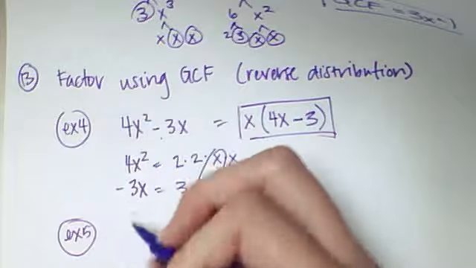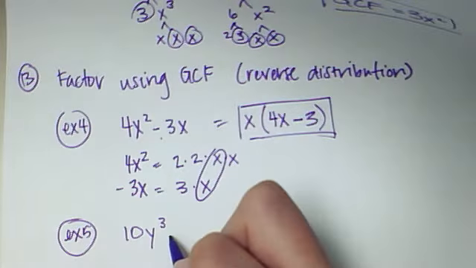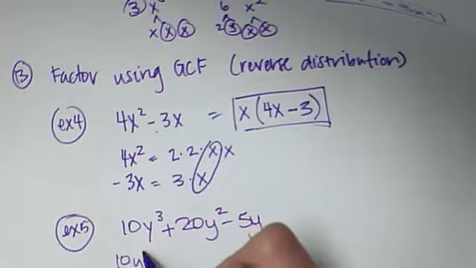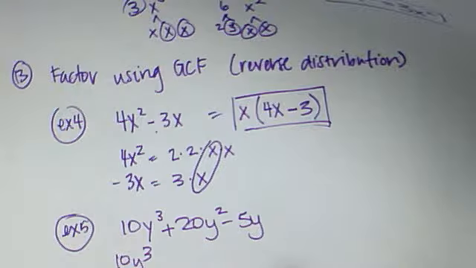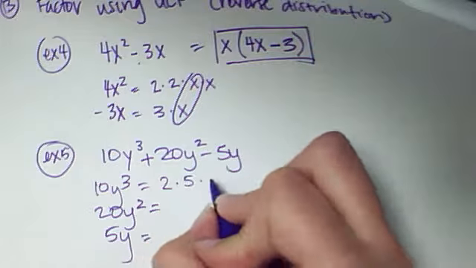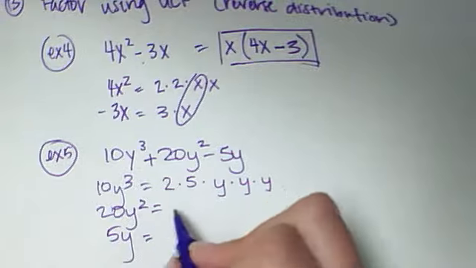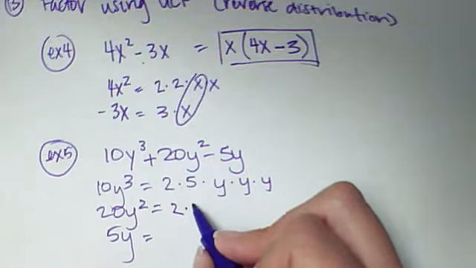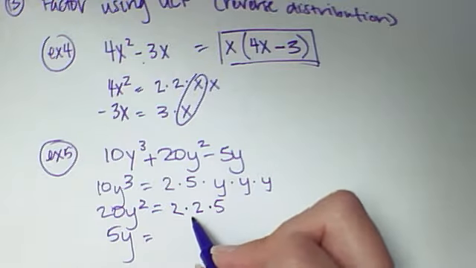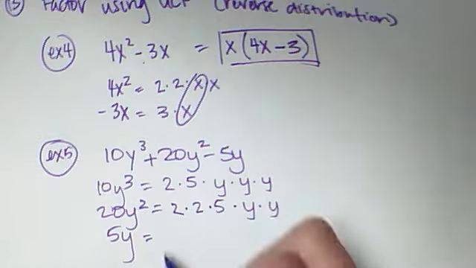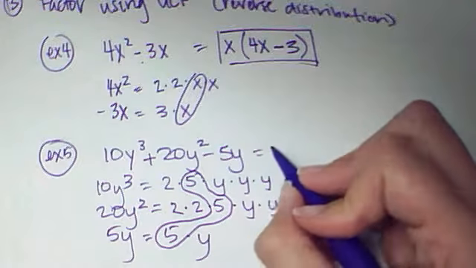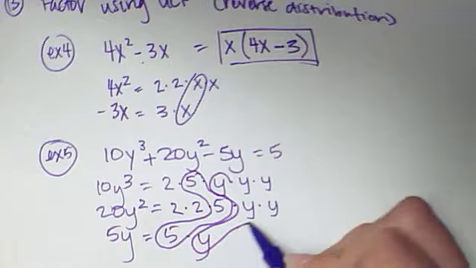Let's look at another one like that. 10y to the third plus 20y squared minus 5y. Okay, I'm going to write out my terms, and I'm going to do their prime factorization. So for 10y cubed, I have 2 times 5 times y times y times y. For 20y squared, I have 2 times 2 times 5, because 2 times 2 is 4, and 4 times 5 is 20, times y times y. And for 5y, I have 5 times y. They have in common, every single one has a 5. Every single one has at least one y.